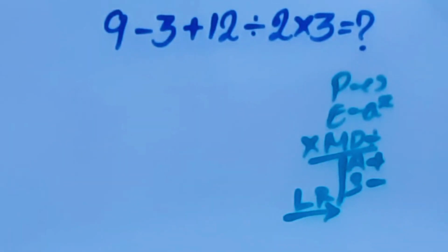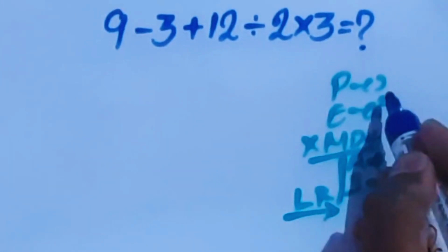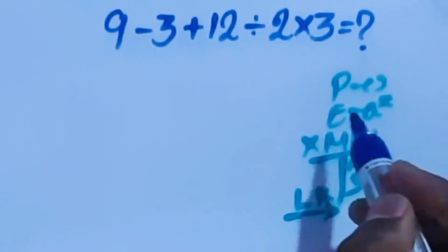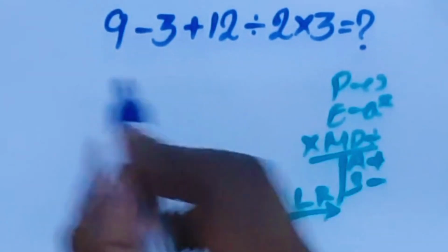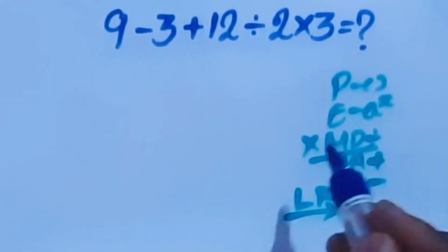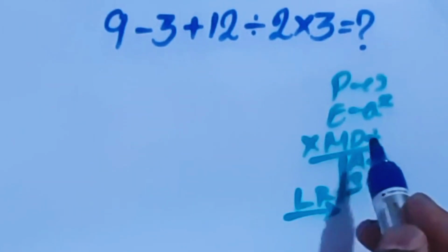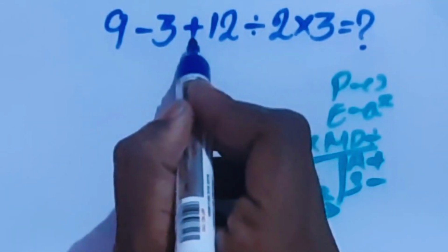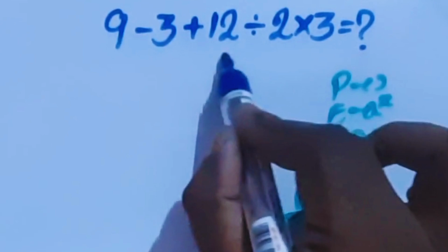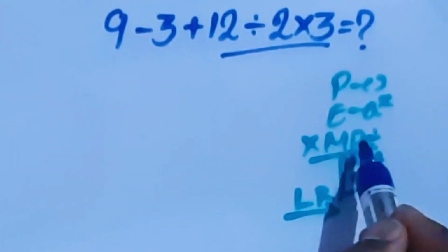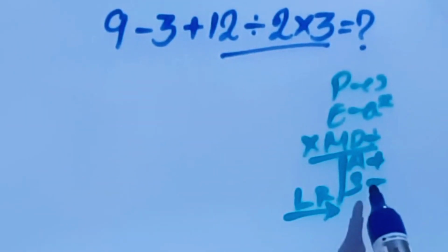Here, as per the order of operations PEMDAS, the bracket is higher priority. We don't have a bracket in this problem. The next priority is exponent. We don't have an exponent in this problem. The next priority is multiplication and division. Here we have subtraction, addition, division and multiplication. So we have to do the multiplication and division before the addition and subtraction.